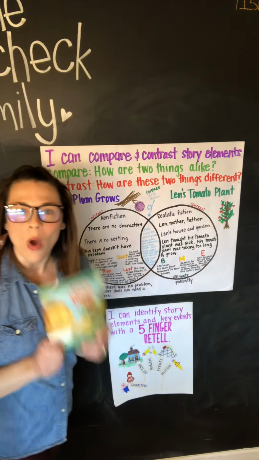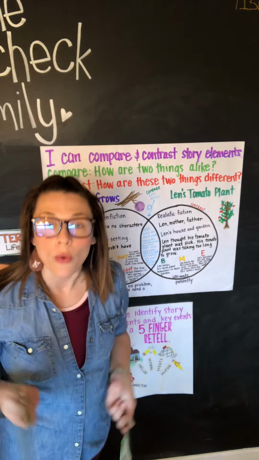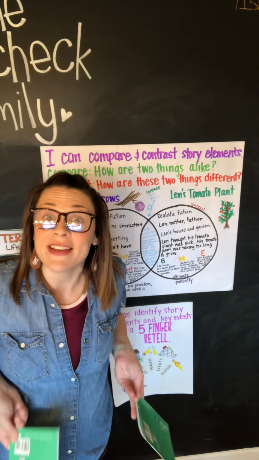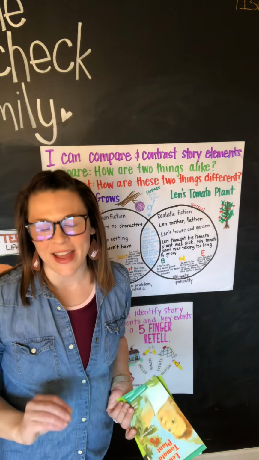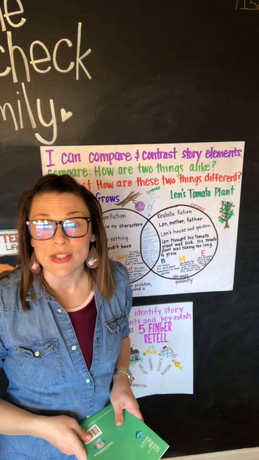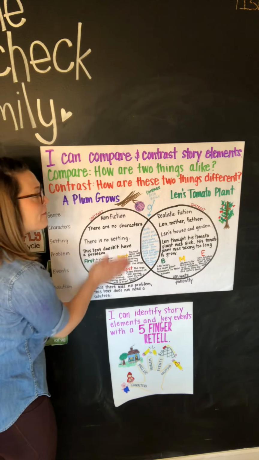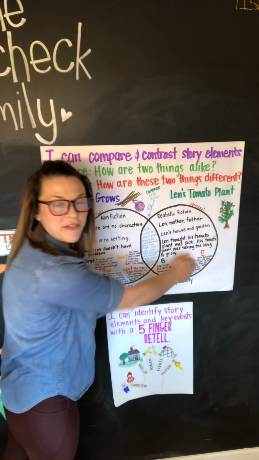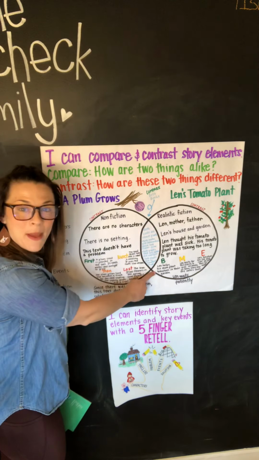So that's one way that we're going to compare these two texts. I want to know, is their genre the same or is it different? So I'm going to use a Venn diagram. That's 2 circles that overlap, and you write the things that are different on each side of the circle, and you write the things that are the same in the middle.